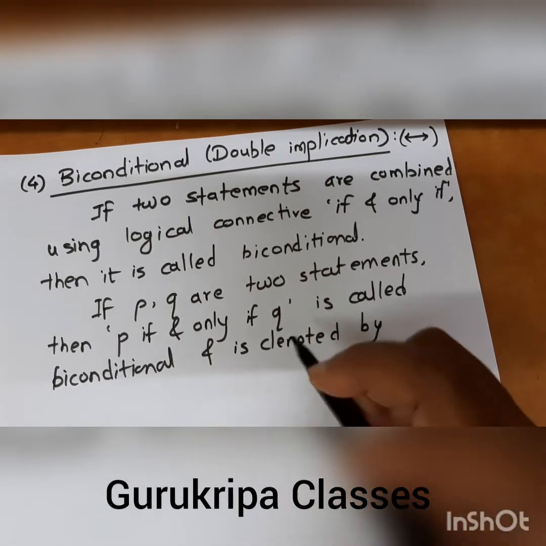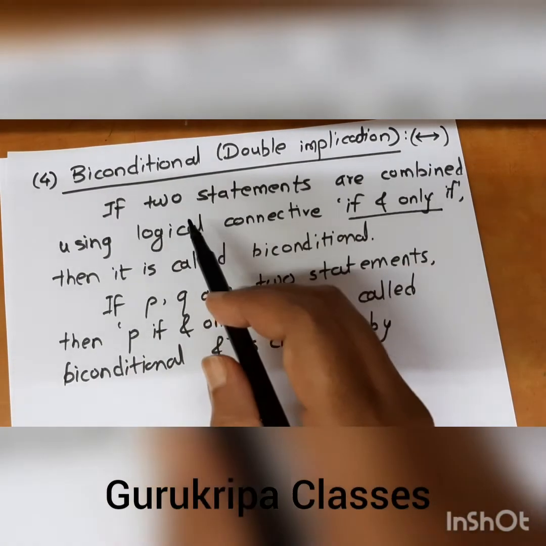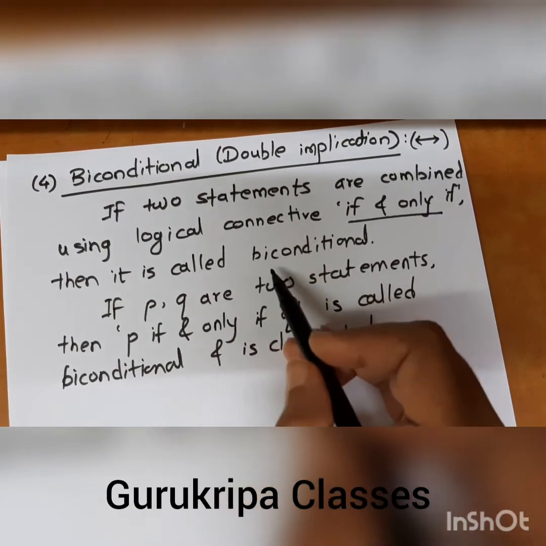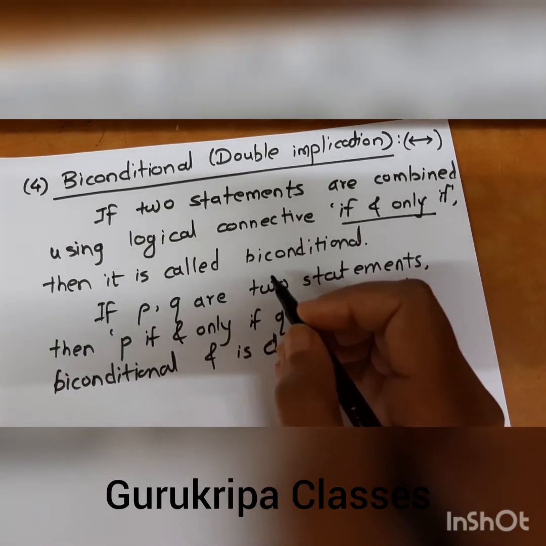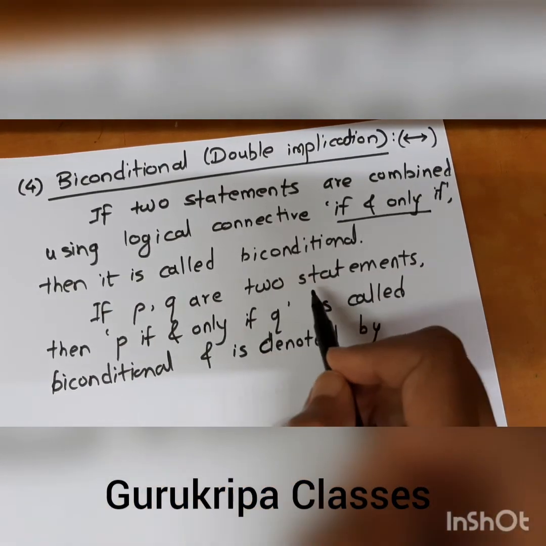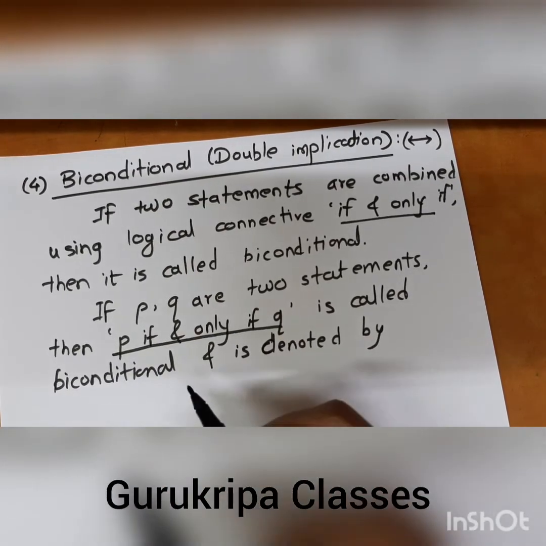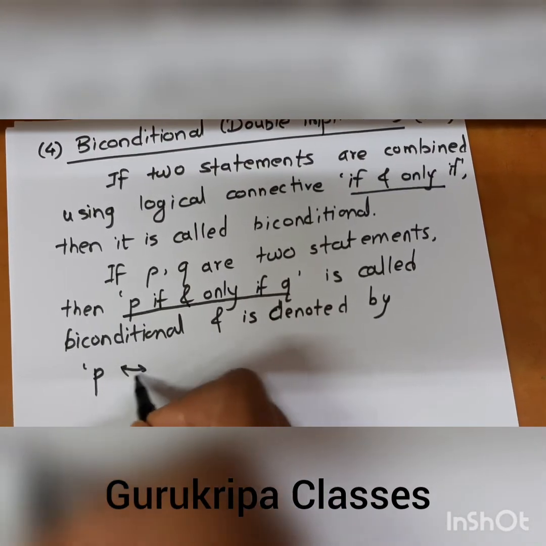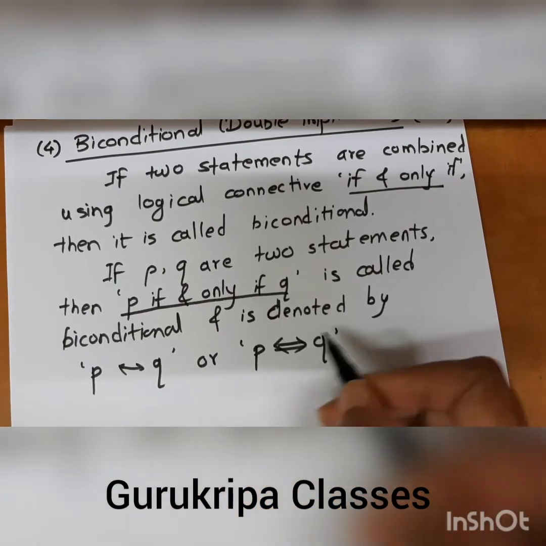If two statements are combined using the logical connective "if and only if", then it is called a biconditional. So "if and only if" is denoted for biconditional or double implication. If P and Q are two statements, P if and only if Q is called a biconditional or double implication and is denoted by this symbol, P double implication Q.